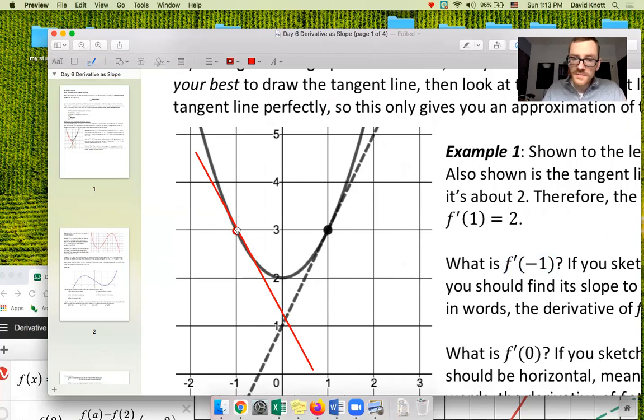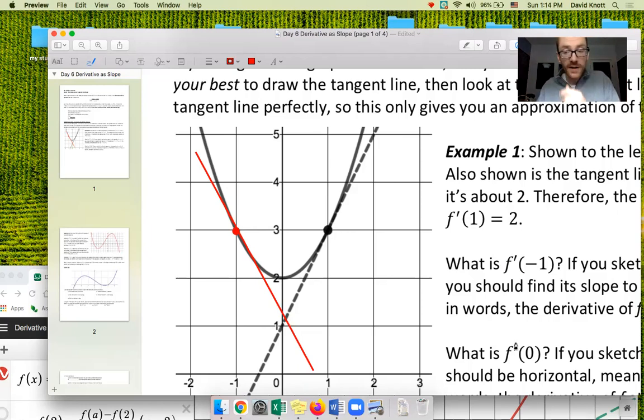Well, very approximately, it looks like it goes down 2 and over 1. We're pretty close to that. So down 2 over 1, that's a slope of -2. So we could say that the derivative at -1 is -2, or if you like, the instantaneous rate of change at -1 is -2, because all these things actually just mean the slope of the tangent line.